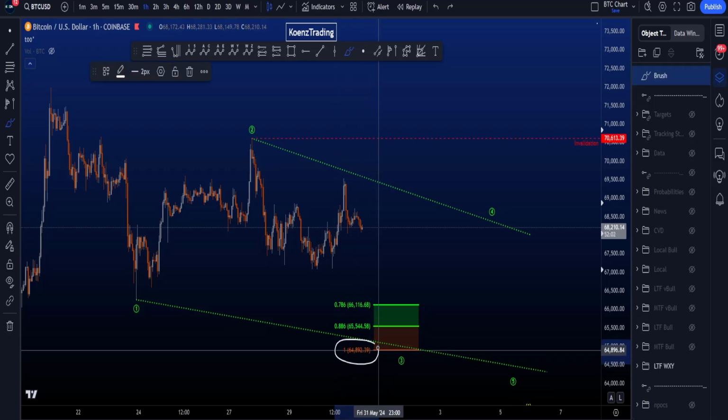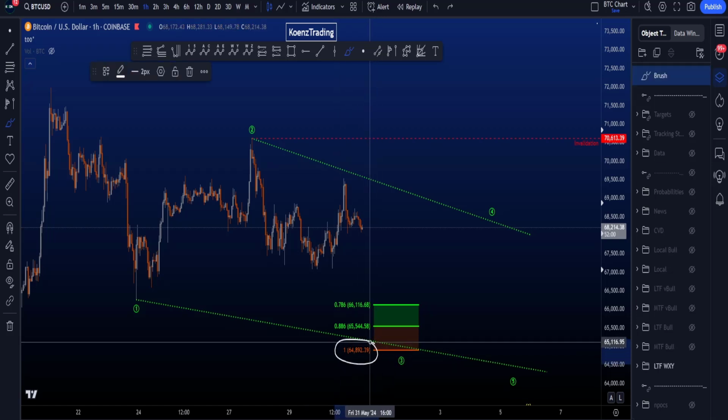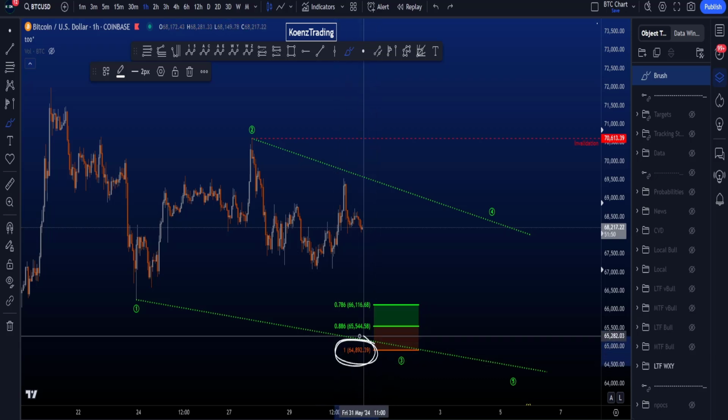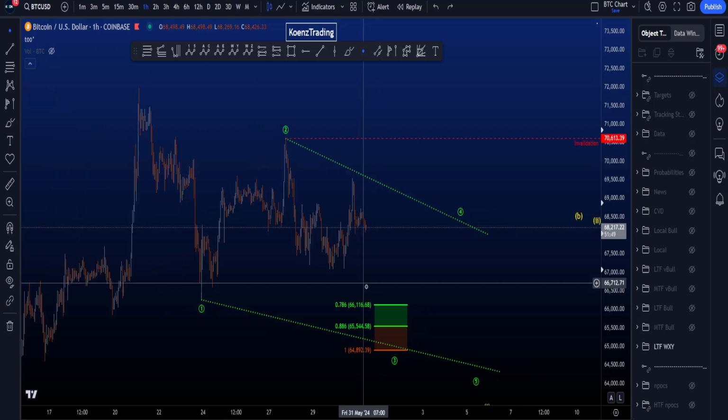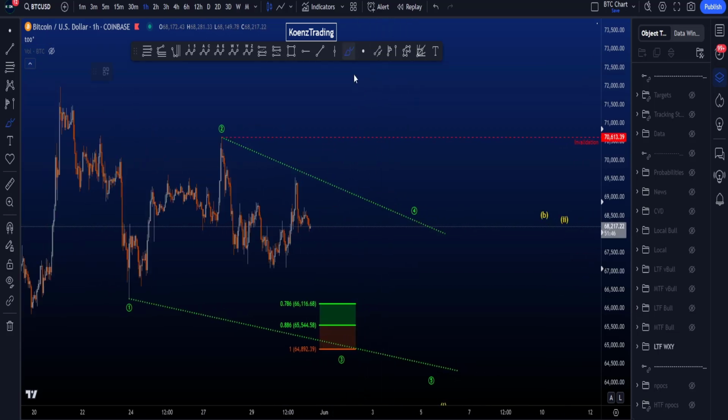A minimum target for wave 3 is taking the low of wave 1 at 66.2k, and preferably a maximum target is the 1-to-1 trend-based fib extension at 64.9k. If wave 3 does move below 64.9k, it does lower the probabilities for this scenario.